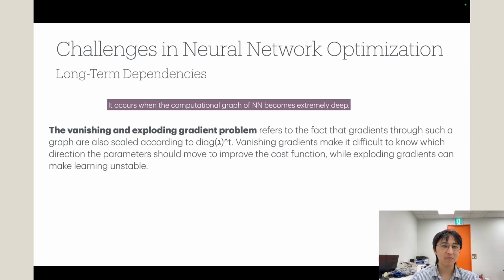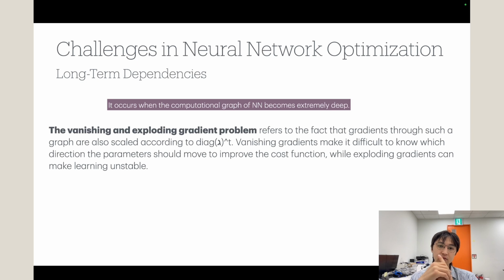Let's talk about another problem. There are plenty of different challenges. The next problem is long-term dependencies. It is about when neural networks have many computational graphs, and their computational graphs are extremely deep, it will usually cause two big problems. First is vanishing and exploding gradients.